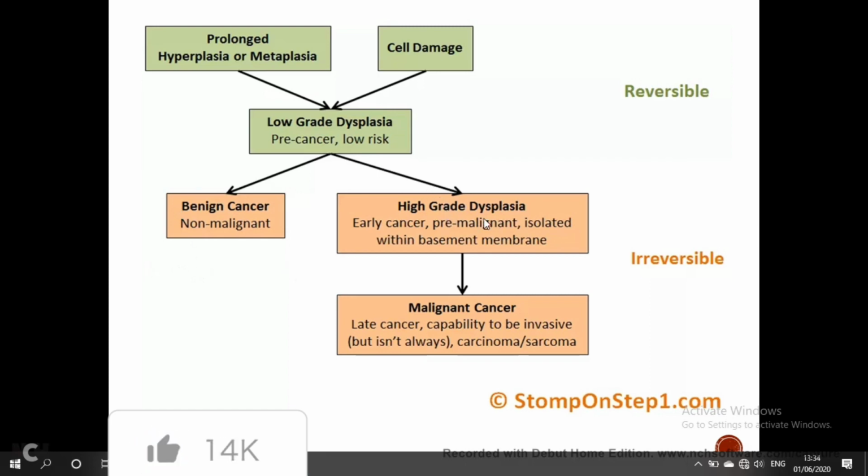But as it goes to high-grade dysplasia, this is the initial stage of cancer. And this high-grade dysplasia, as I just explained to you, is similar to carcinoma in situ, and it remains within the basement membrane. It does not invade the basement membrane. Still, it is irreversible because it has high-grade features. Now, as soon as it invades the basement membrane, it becomes a malignant or invasive cancer. And this is called late cancer. It has the capability to invade the surrounding tissues and also blood vessels, and it has the capability to metastasize.